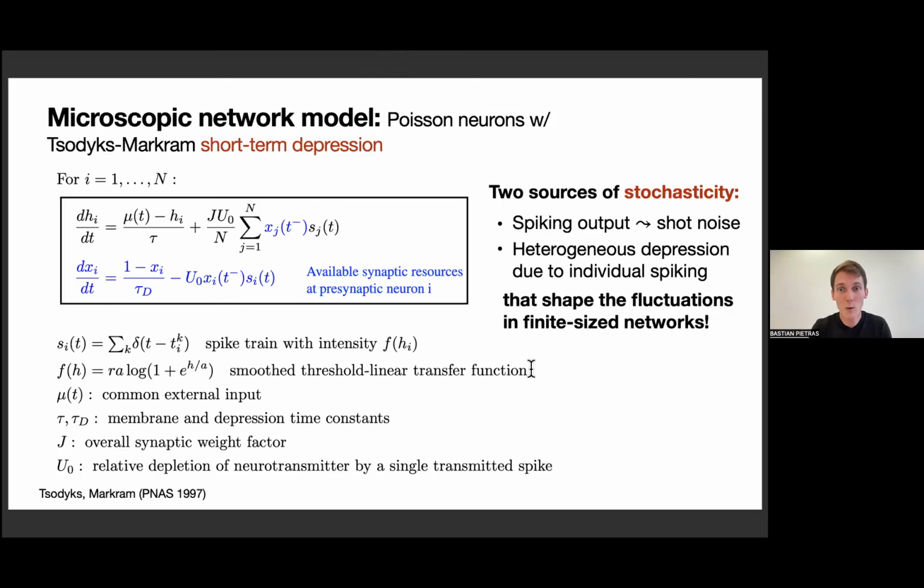Importantly, in this mean field model, we have to consider two sources of stochasticity that shape the fluctuations of our finite-size network. One is the spiking output, this shot noise stemming from the Poisson spike train. The other is that we have heterogeneous depression due to the individual spiking. It's this x_i variable, the synaptic resources, that will differ over our whole network. So in order to describe our mesoscopic mean field model, we have to take into account both of these sources of stochasticity, and as I will show, they will shape the fluctuations of our network.